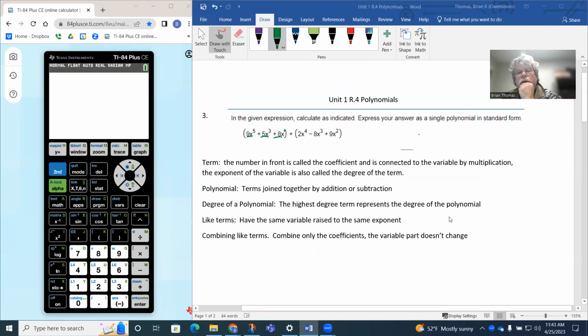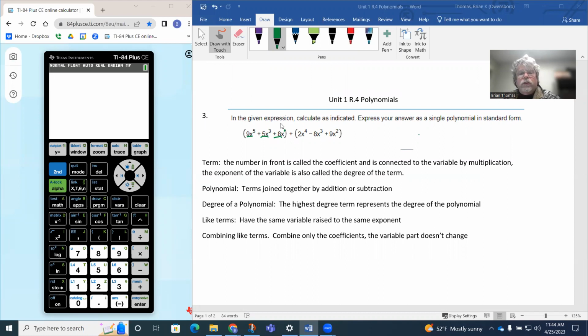So this is going to be working some examples from R4 polynomials. This is unit 1. R again stands for review. So this is some material that you're already probably familiar with. This is going to go with question 3 in your homework, in your MyLab Math.